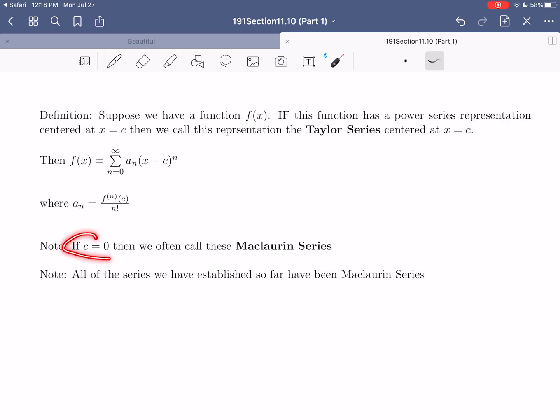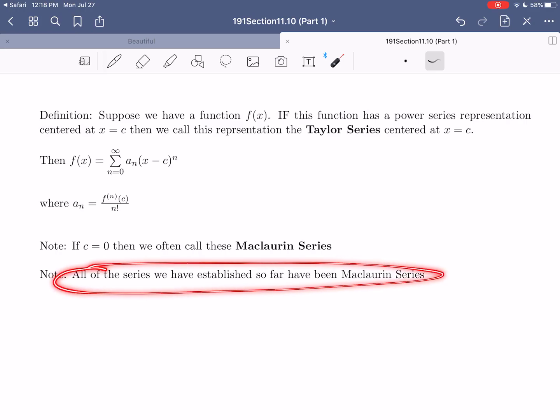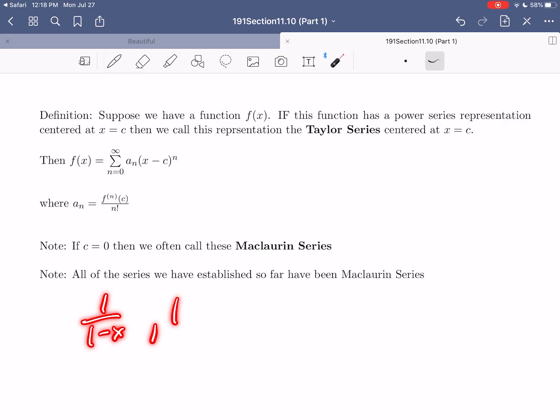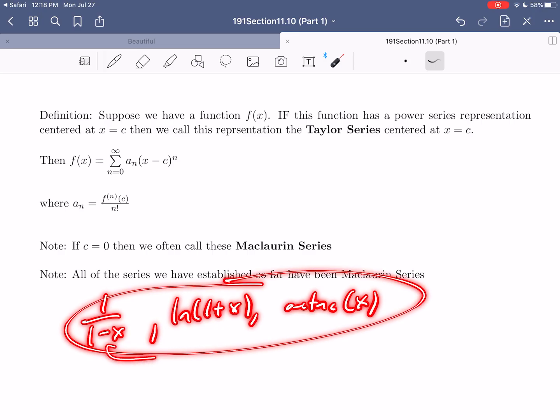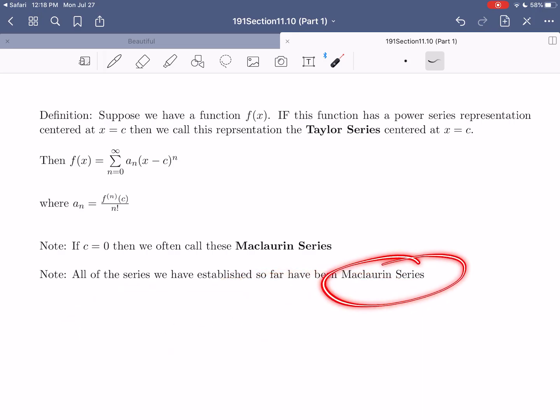A quick note, if c equals 0, if we decide to center our Taylor series at x equals 0, so if the center is x equals 0, we often give these the very special name, the Maclaurin series. So a Maclaurin series is simply a Taylor series centered at x equals 0. All of the series that we have established so far, so the one we established for 1 over 1 minus x, ln 1 plus x, and arctan of x, those were all centered at x equals 0. So all of those ones we did in the last couple of videos, those were all examples of Maclaurin series. So everything we've sort of been doing so far has always been a Maclaurin series. We just didn't use that name. We just called it a power series centered at 0. But now that we've given this definition, in general, we call these things Taylor series, but when the center is 0, we just give them the special name Maclaurin series.